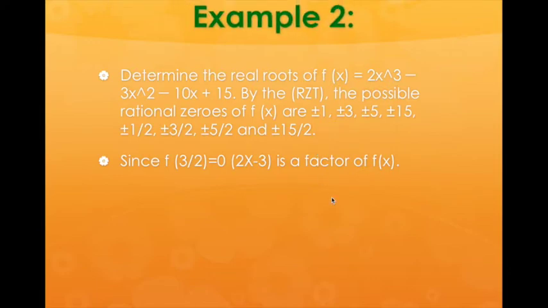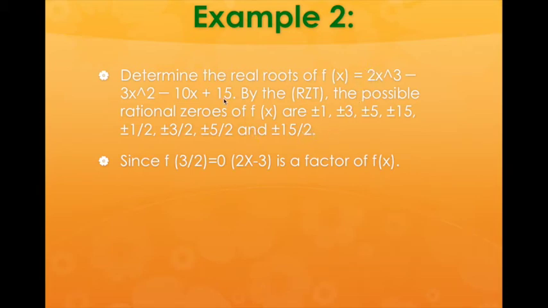Example 2. Determine the real roots of f(x) equals 2x cubed minus 3x squared minus 10x plus 15 by the rational zero theorem. The possible rational zeros of f(x) are, as you can see again, plus or minus 1, plus or minus 3, plus or minus 5, plus or minus 15, plus or minus 1 over 2, plus or minus 3 over 2, plus or minus 5 over 2, and plus or minus 15 over 2. Why is this over 2? This is because the leading coefficient here is 2.